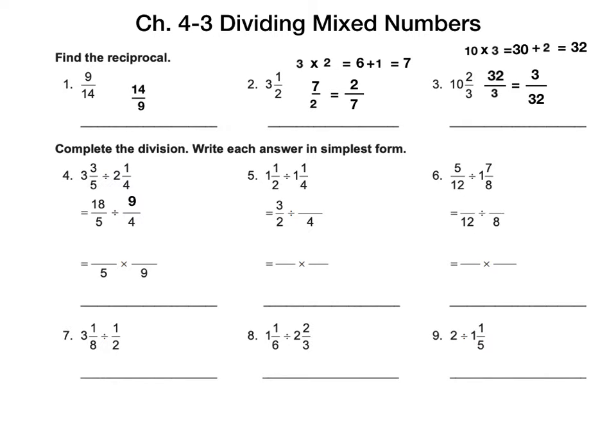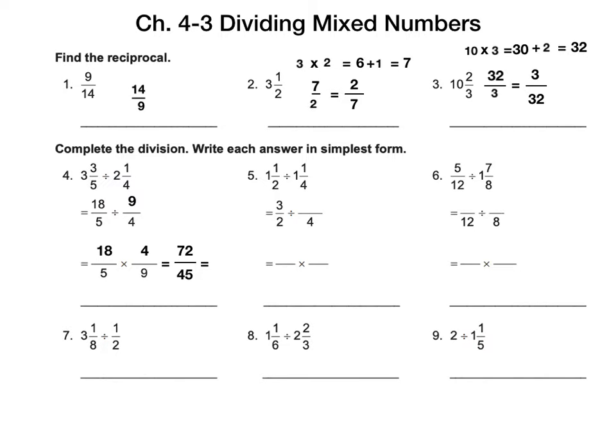Now we're going to do our keep, change, flip. So 18/5, we keep that 18/5. They changed the sign for us, and now we flip. It's 4/9. And then we solve. 18 times 4 is 72. 5 times 9 is 45. Now because the number on top, the numerator, is greater than the number on the bottom, the denominator, we have to not only simplify, but change this back into a mixed number.